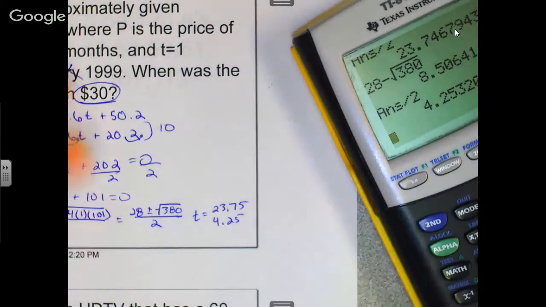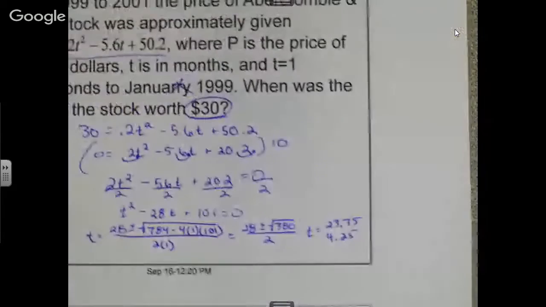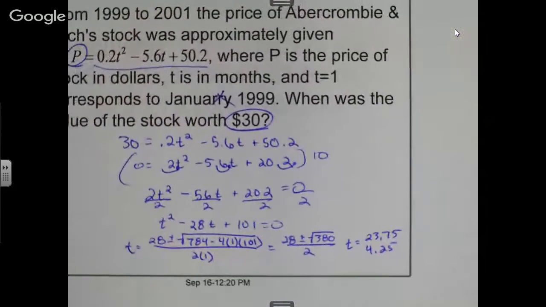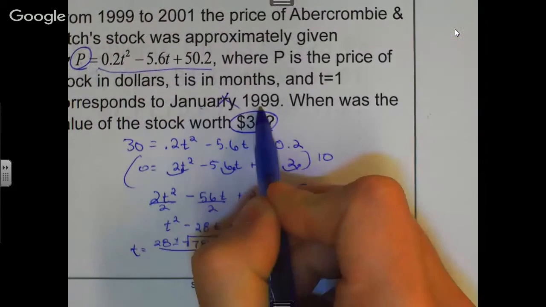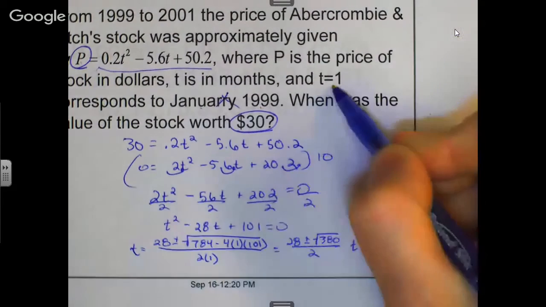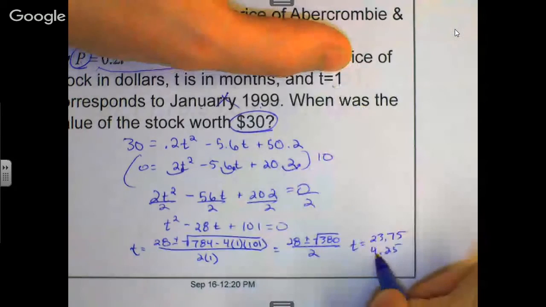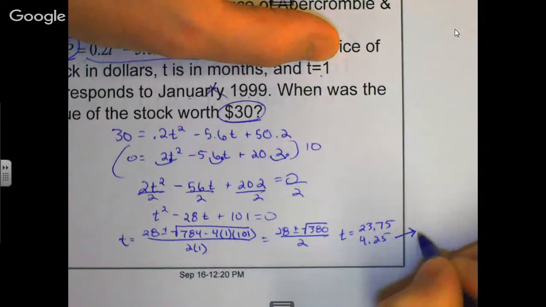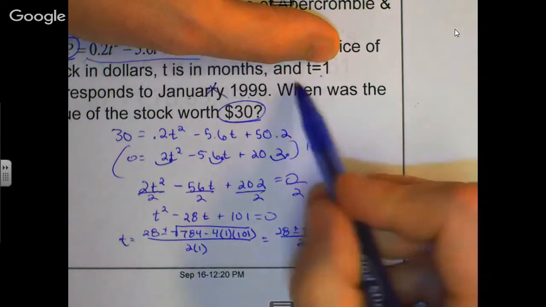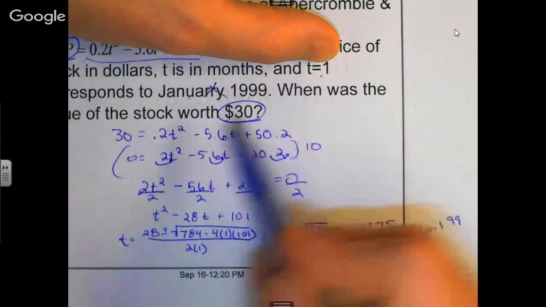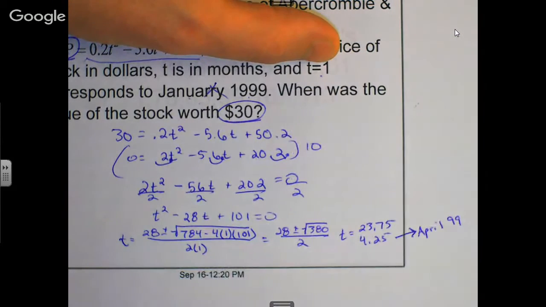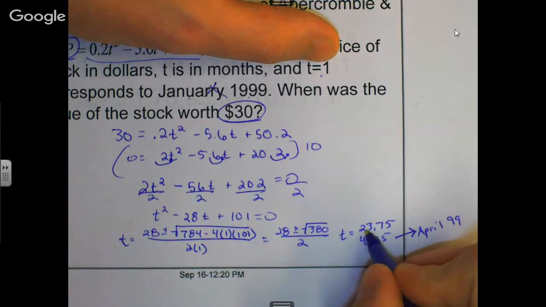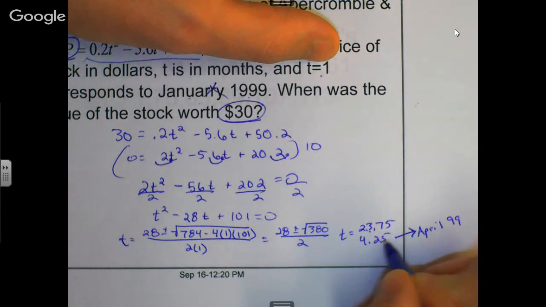Now the reason I changed that to decimals is I want to know what month. Well, it says January 99 is t equals 1. So I'm at t equals 4. So t equals 4 will be April 99, because January is 1, February is 2, March is 3, and so forth. And then go on to 23. So this is actually a quarter of the way through April.